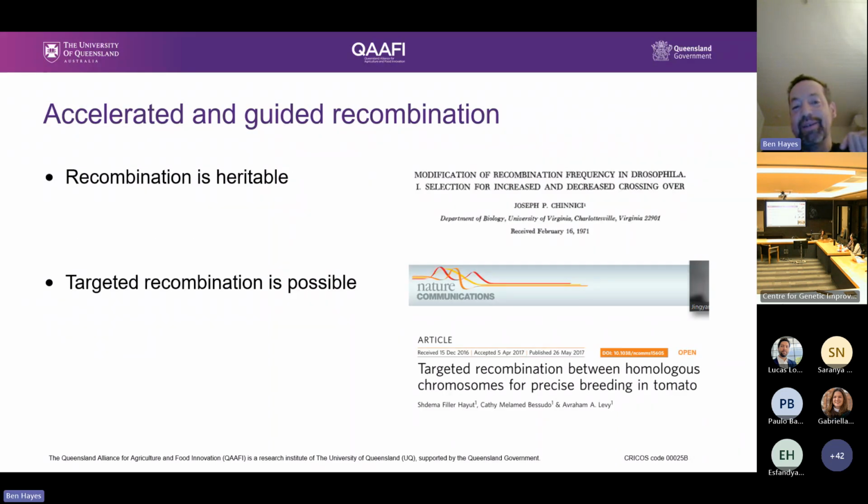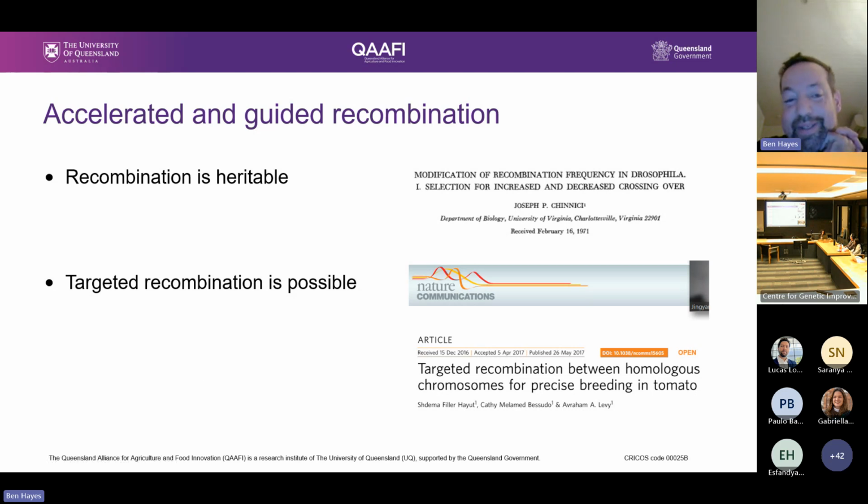Just on accelerated and guided recombination, I said recombination's the main constraint here. Can we speed it up? It's worth remembering that recombination is actually heritable. You can select for increased recombination. This has been demonstrated in fruit flies, in worms as well, C. elegans, and multiple plant species. And I think it's been demonstrated in a fish species as well. So you could actually select to increase recombination.